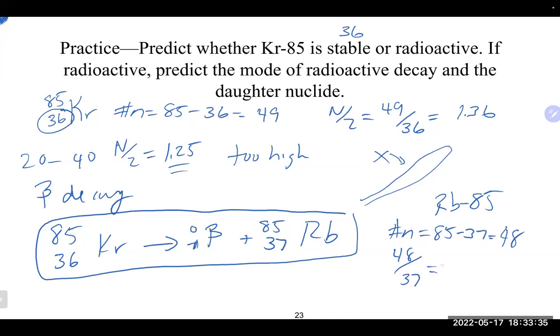Gets us down to about a 1.3. So again, here it didn't get us perfect, but it is moving us in the right direction, closer to that belt of stability. Any questions on that? Yeah.